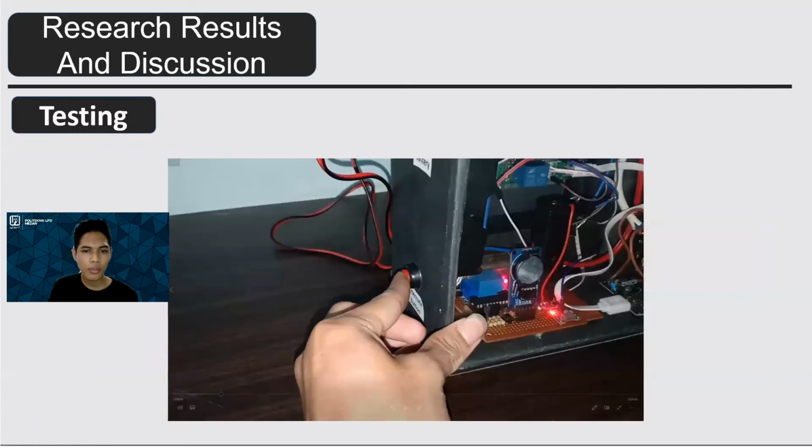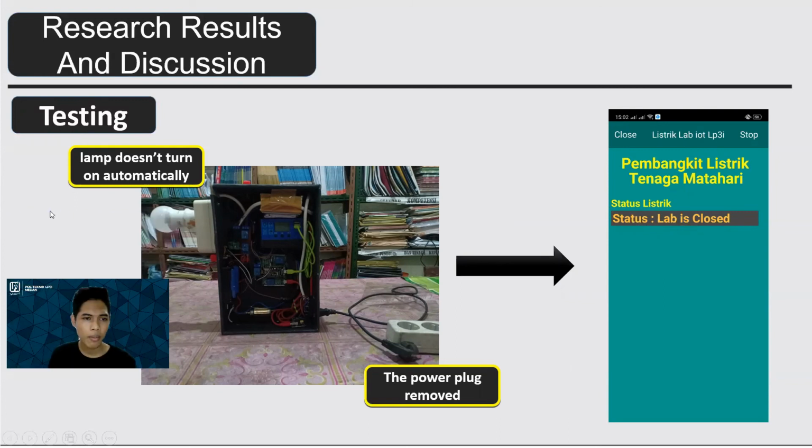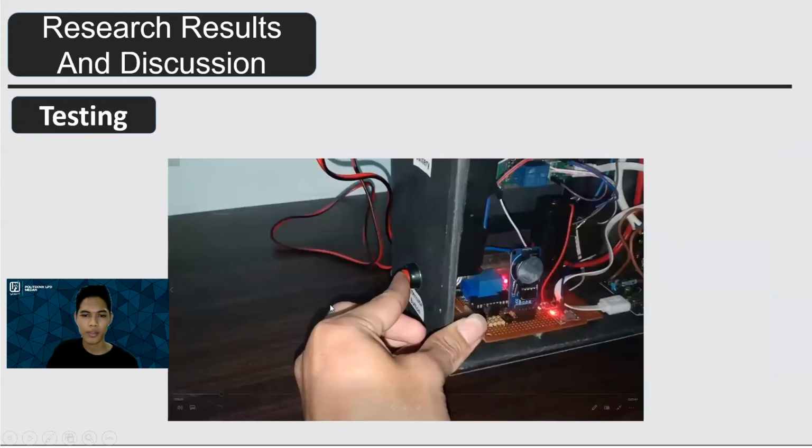Okay, next, when you press the button, it will send to your smartphone that status lab is closed, and also the lamp doesn't turn on automatically. Okay, the power plug, when you remove it, it must be when you unplug, when you remove the power.